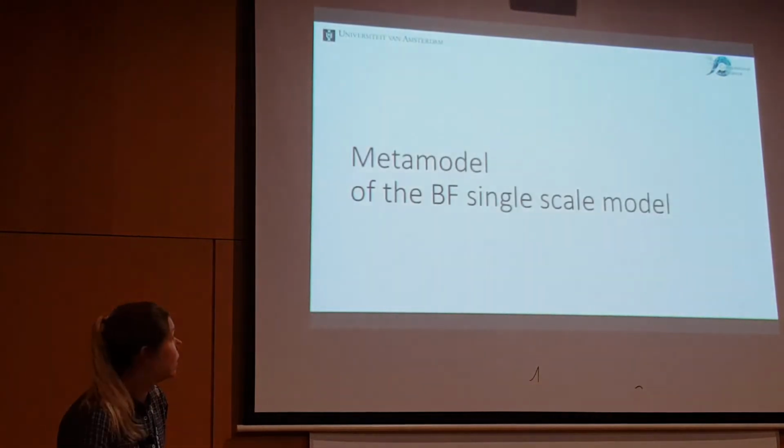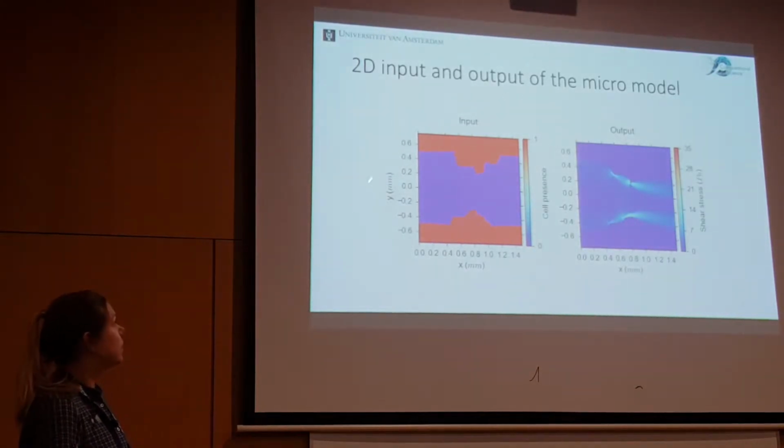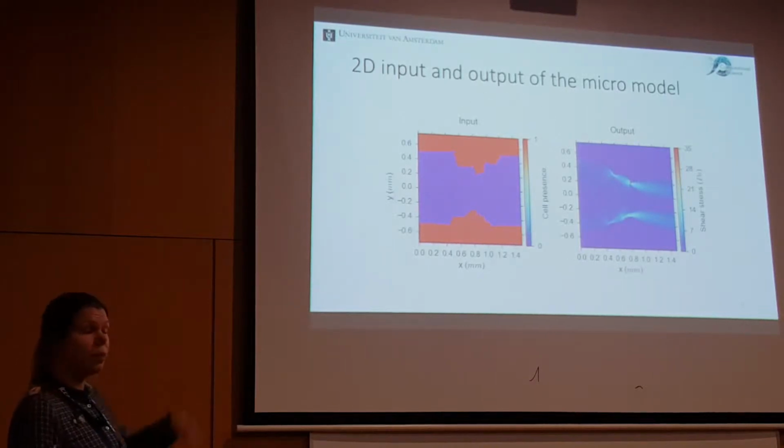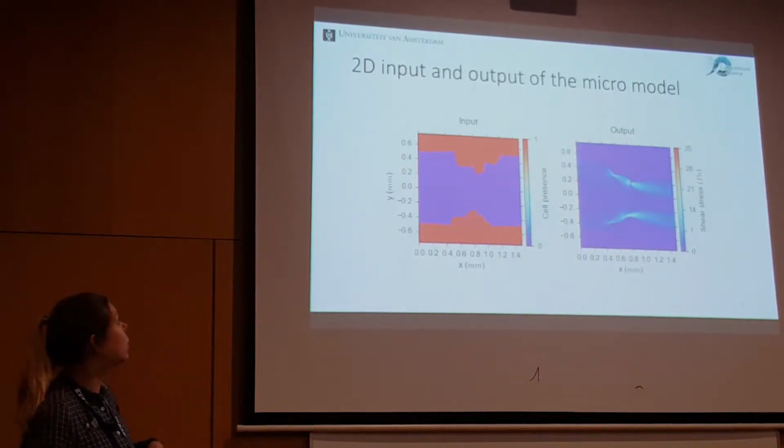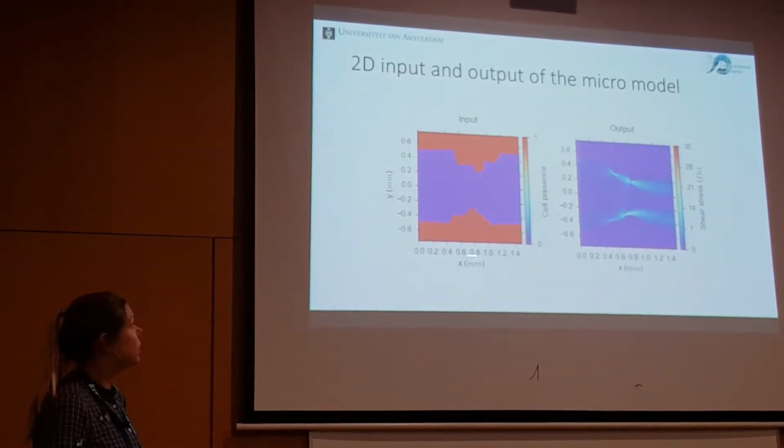Just several details on our surrogate of our blood flow velocity model. The input to this single scale model is the geometry provided from the smooth muscle cell model, and the output is shear stress provided in the area where the blood is flowing. In our current situation, this is a 2D field, 150 by 150 values.